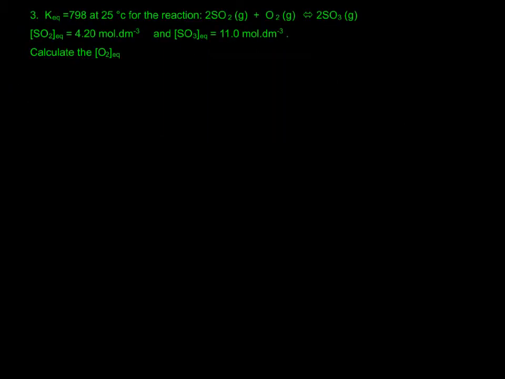Another problem: K equilibrium this time is given, reaction is given, concentrations of 2 of the species are given, the last one is missing, which is oxygen. So K equilibrium is 798. It's still product, which is SO3 raised to power 2, its coefficient, divided by SO2 squared, multiplied by oxygen at equilibrium. So let's just carry it through.